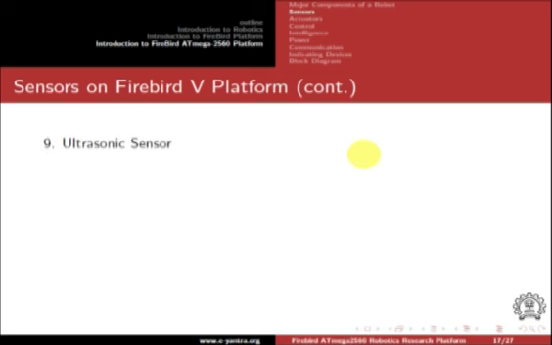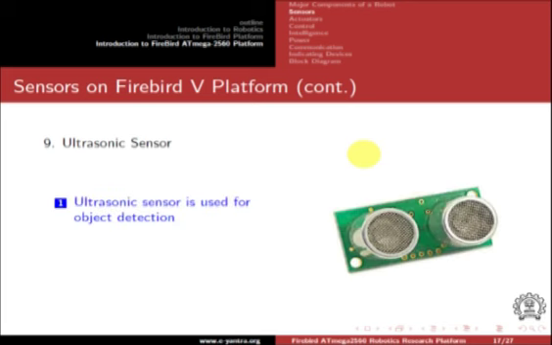Next we have ultrasonic sensors. This also is an add-on module and is not present on the Firebird platform. Ultrasonic sensors are used for object detection and distance measurement. One can easily interface this on the robot in the slot provided for this. This sensor can be used as an alternative to Sharp sensors.